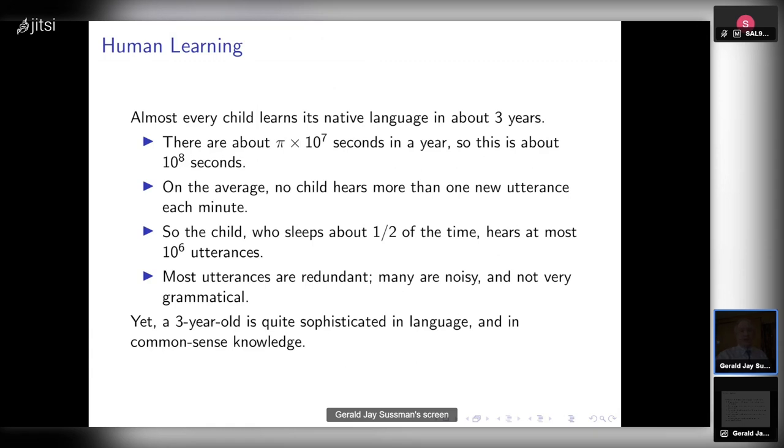Most of the time, a child's sleeping half the time, but also you're not talking to a child every minute, okay? So there's at most 10 to the 6th utterances. Most of the utterances are redundant. They're the mother saying the same thing over and over again. Many of them are noisy and not very grammatical. Yet by 3 years, a kid is basically pretty sophisticated in both language and common sense knowledge. Now that's interesting and very, very surprising. And so we don't really understand how that works, of course, either.